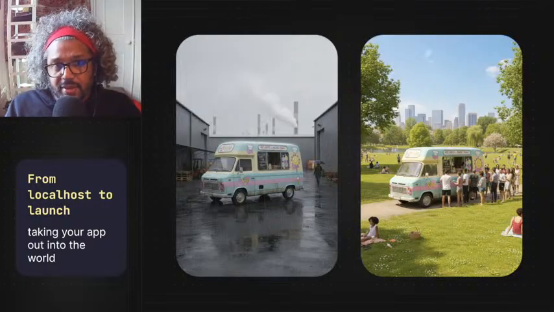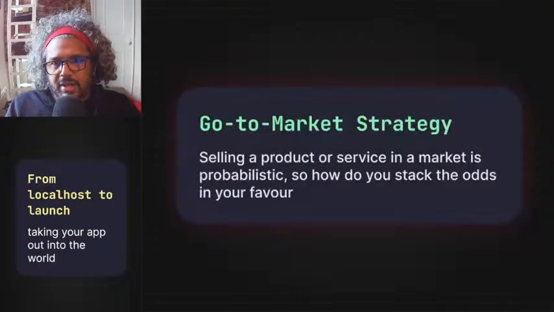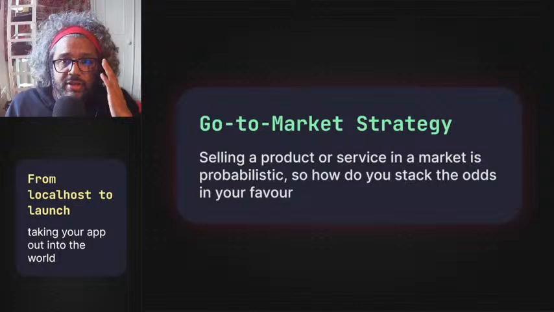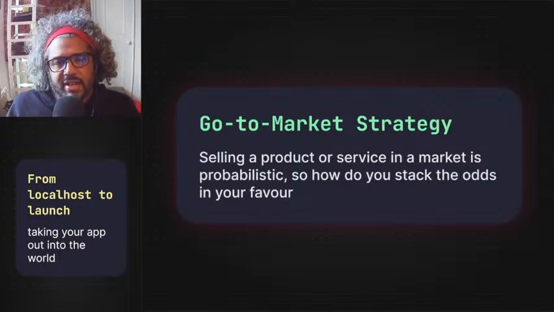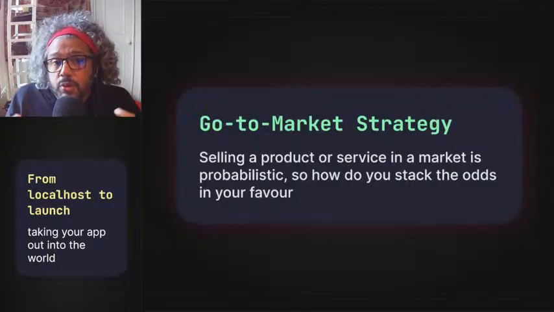To really boil it down, a go-to-market strategy is simply this: when you sell a product or a service and you bring that into the market, your success is probabilistic. So how do you stack the odds in your favor so that you can win in that market?